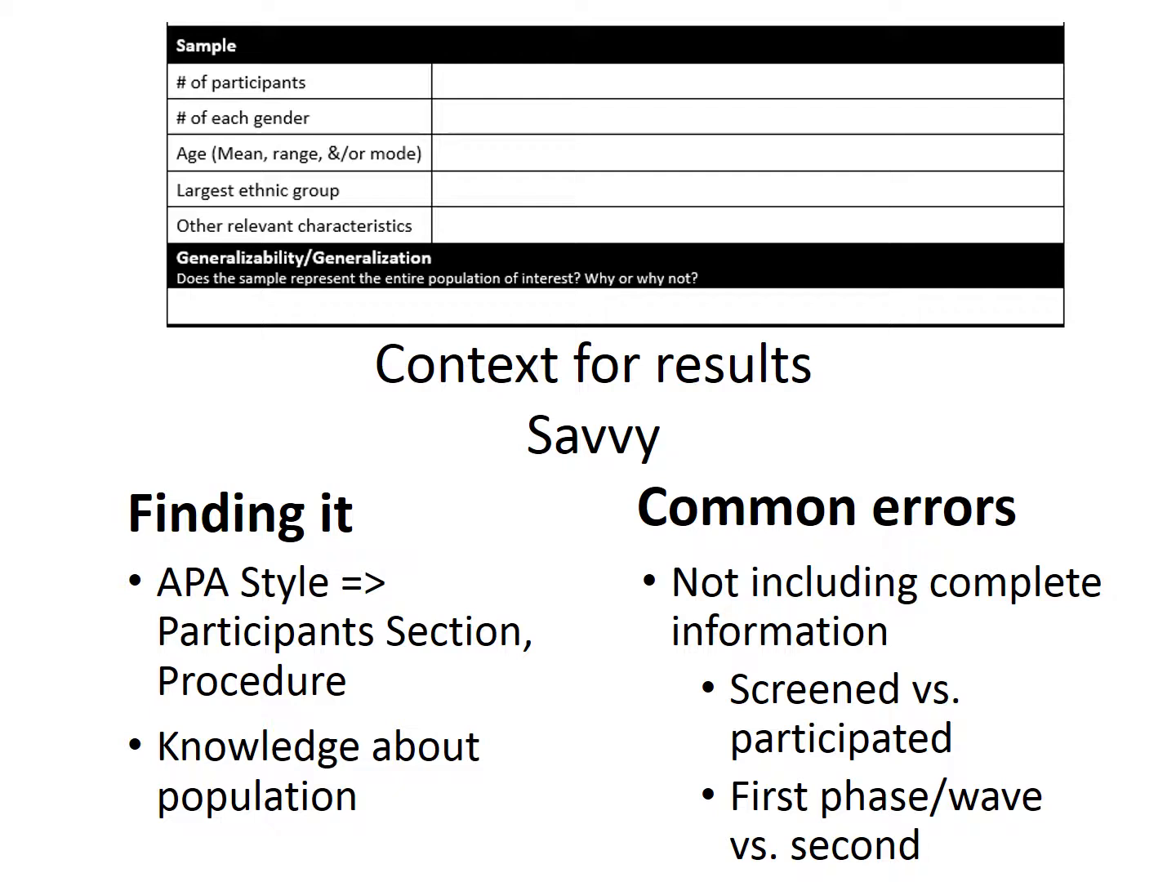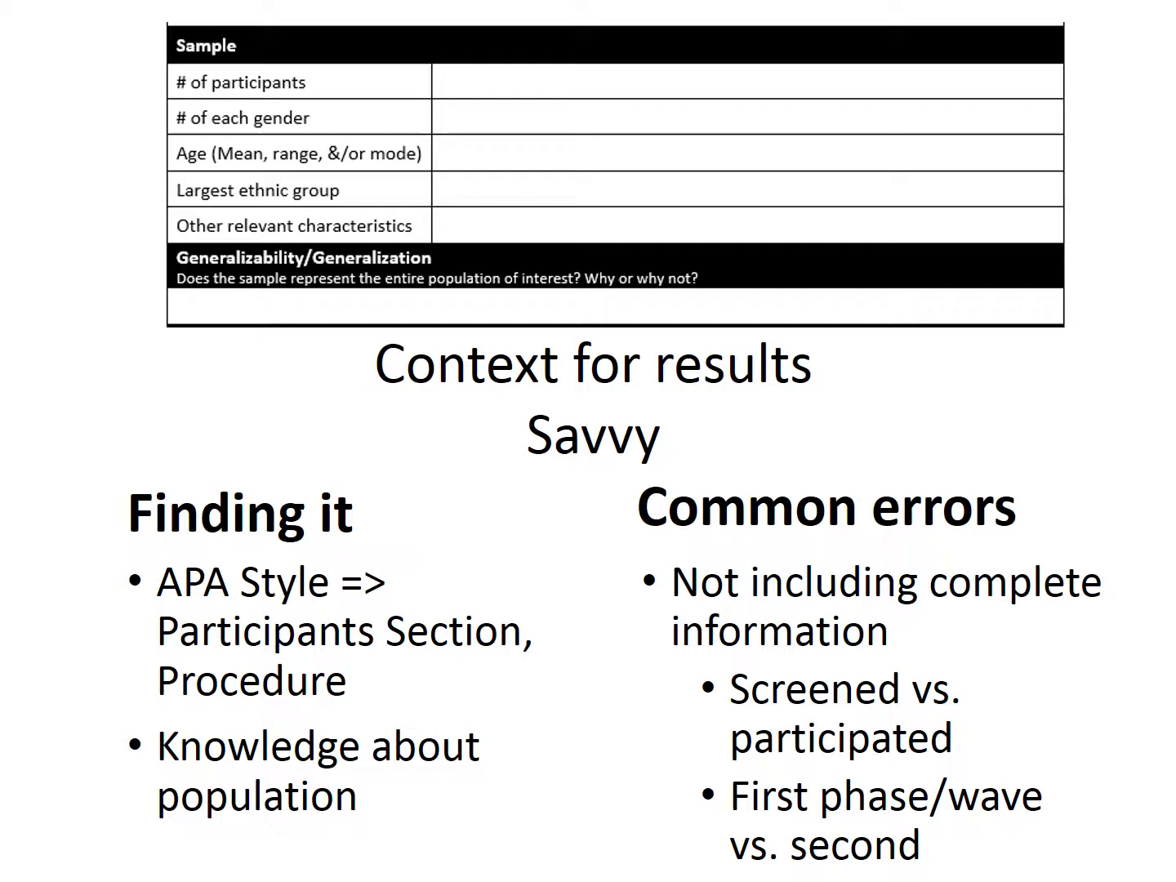So how do we find this information? APA style typically makes it pretty easy to find in the participants section. Sometimes authors add follow-up information in the procedure, and in the case of the Overload article, they add a table near the procedure section. Our knowledge of the population also adds to our ability to think about generalizability.